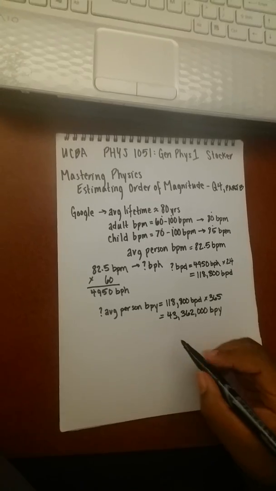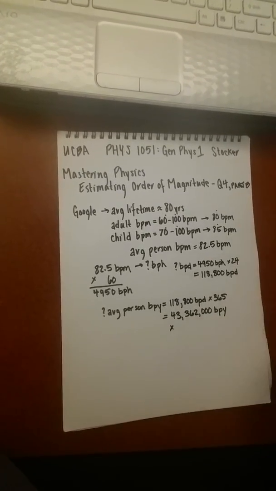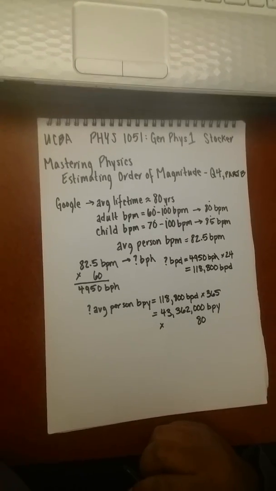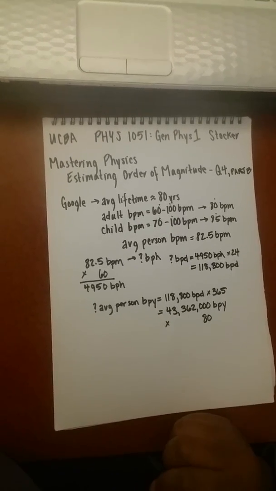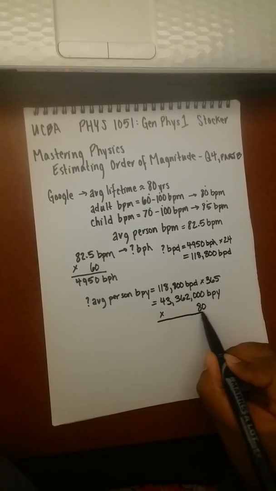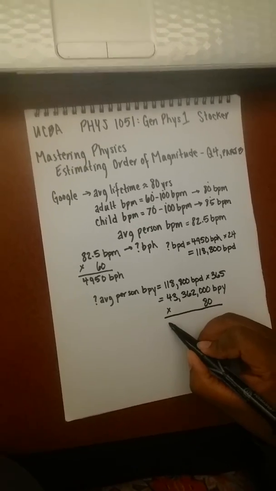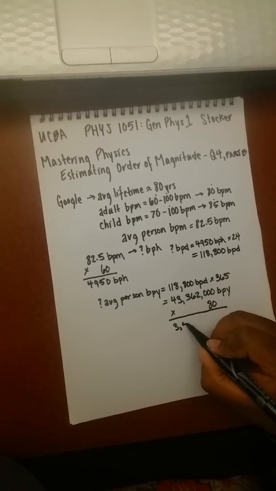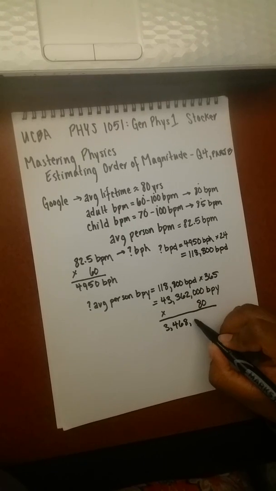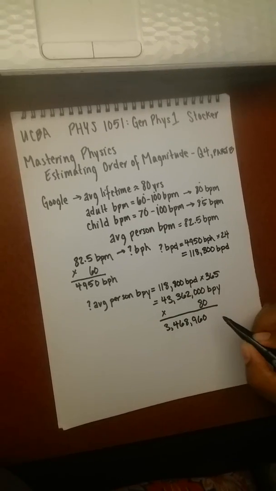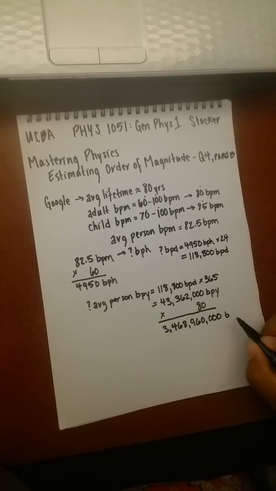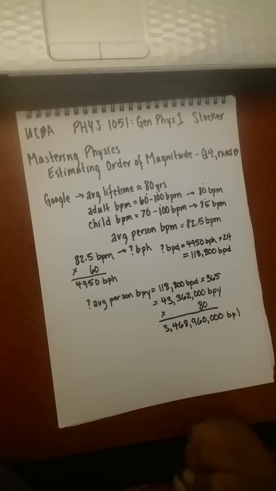Then I took it a step further and multiplied it by 80, because I wanted to find out what the beats per lifetime was for an average person. And I got 3,468,960,000 beats per lifetime.